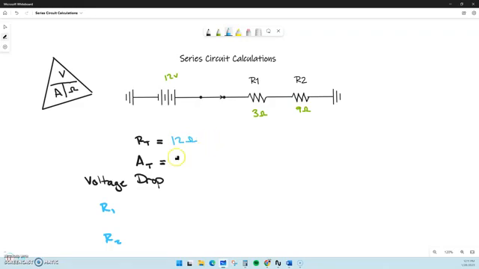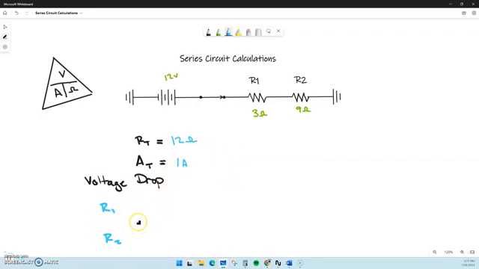Now, to get your total circuit current, we use Ohm's law, and we know we have two givens now. We have our 12 volts, and we have our 12 ohms, so 12 divided by 12 equals 1. We have 1 amp that is going through this circuit. Okay, and that's really all there is there.